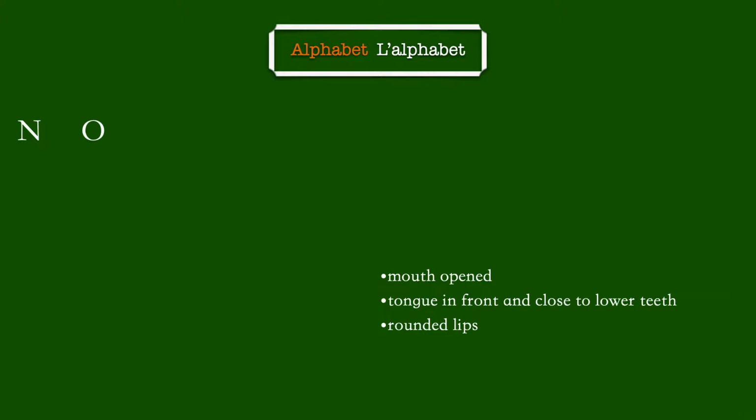What about pronouncing the letter O in French? O. There is nothing special about the mouth to be mentioned. Also, the tongue just needs to be close to the lower teeth. What changes compared to the previous letters is that your lips need to be rounded, just like the letter O. O.